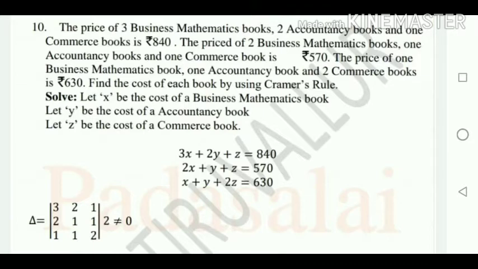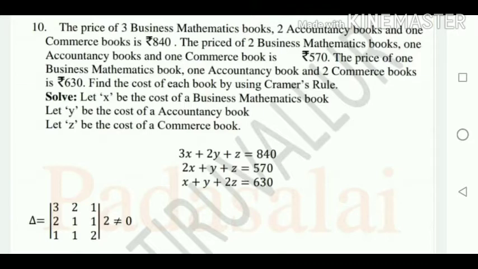The price of 2 business mathematics books, 1 accountancy book and 1 commerce book is 570. Listen here. The first line is about the first equation. The price of 3 mathematics books: let x be the cost of a mathematics book, y be the cost of an accountancy book and z be the cost of a commerce book. Therefore, 3 business mathematics books means 3x, 2 accountancy books means 2y and 1 commerce book means z, equal to 840.